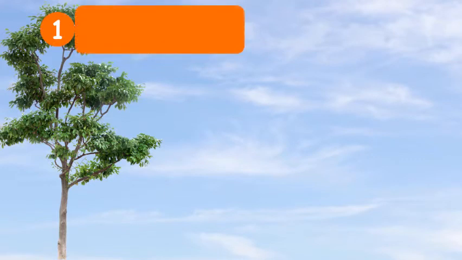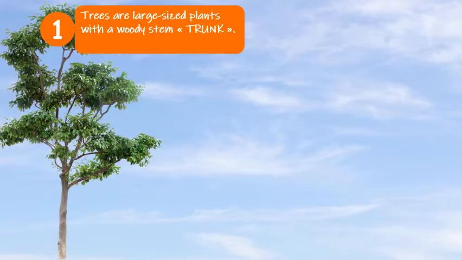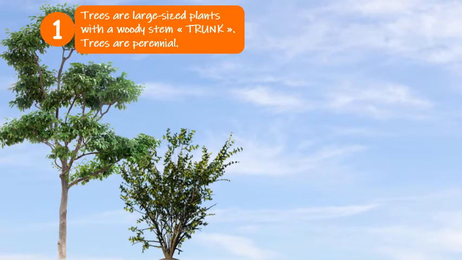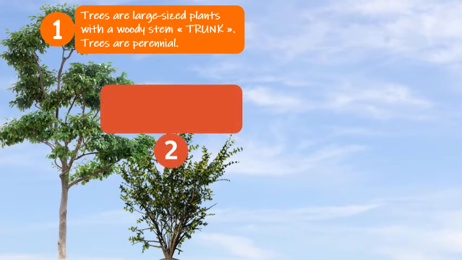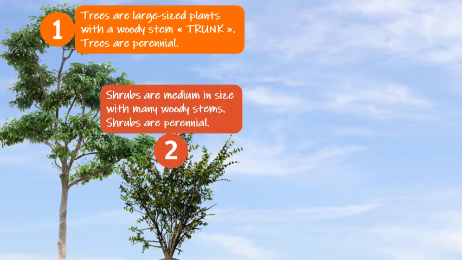The first group of plants belongs to the plants with a large size, with a woody stem called a trunk, and plants that are perennial. These plants are regarded as trees. Shrubs is the second group of plants. These plants are medium in size, they have many woody stems, and they're also perennial.